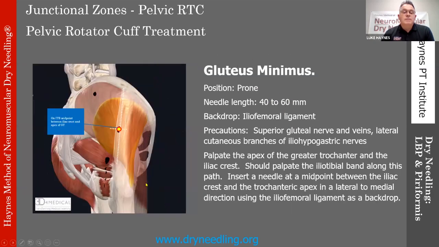Moving on to gluteus minimus, again, I'm going to locate the superior aspect of the greater trochanter and follow the IT band all the way up to the iliac crest. I'm going to find my midpoint in between those two structures, and from a completely lateral to medial direction, I will needle through the IT band and through the muscle of gluteus minimus to land with a backdrop onto the iliofemoral ligament. Gluteus minimus is the deepest of the three gluteals, and it takes some depth to get to that.